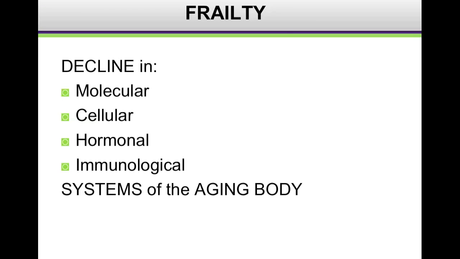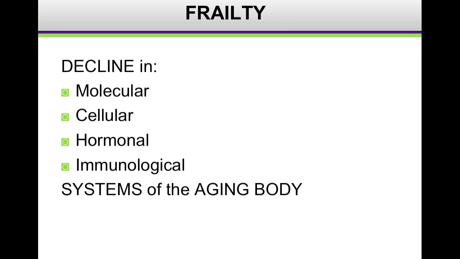Why do people get frail? Here are some of the thoughts. It may happen at any level. These are areas that are affected in the aging of the human body. There are molecular changes in terms of the constituents of our cells.